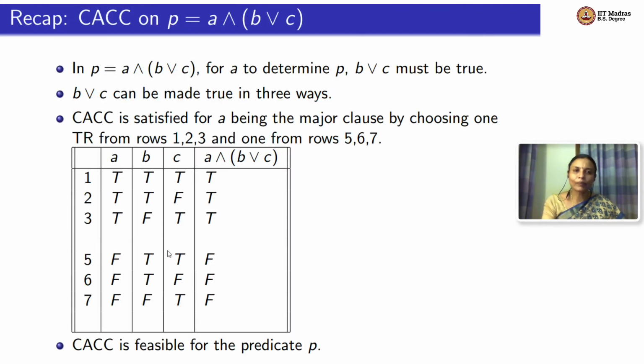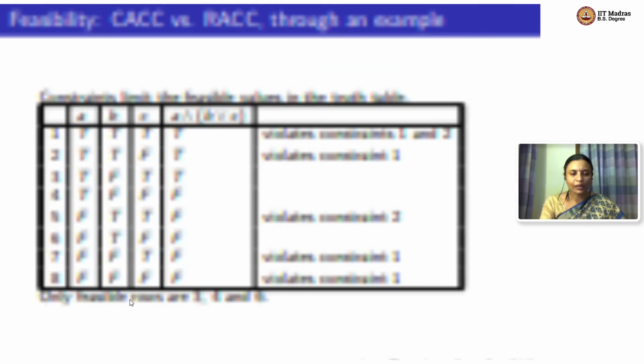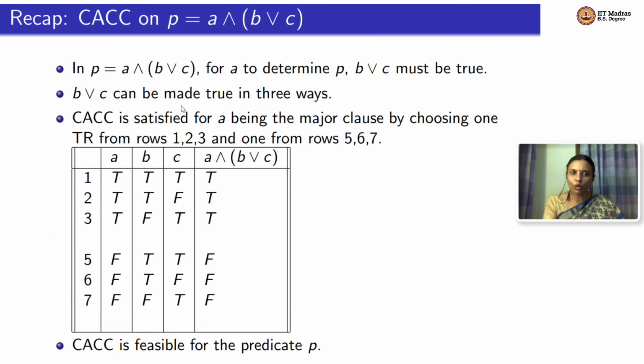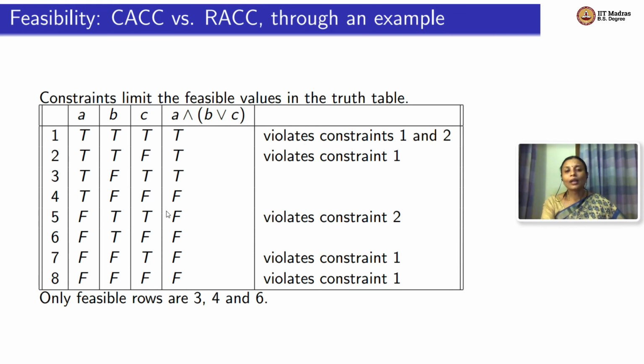Let's move ahead. Let's go back to the predicate. Let's say we want to do correlated active clause coverage on the predicate with A as the major clause. You remember this, we had worked out in the last lecture, same example. We could choose any of the rows from 1, 2, and 3 and any of the rows from 5, 6, and 7. It's the same predicate. So it's okay because I could choose row 3 and row 6 and I'll be fine for correlated active clause coverage on the predicate, because as per this slide, rows 3 and 6 don't violate any of the conditions.